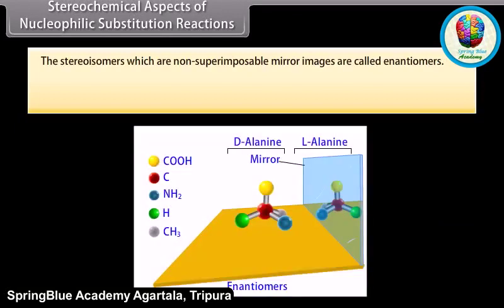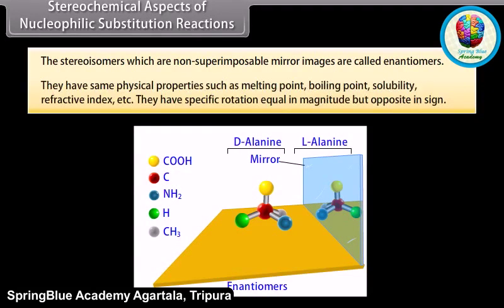The stereoisomers, which are non-superimposable mirror images, are called enantiomers. They have the same physical properties such as melting point, boiling point, solubility, refractive index, etc. They have specific rotation equal in magnitude but opposite in sign.